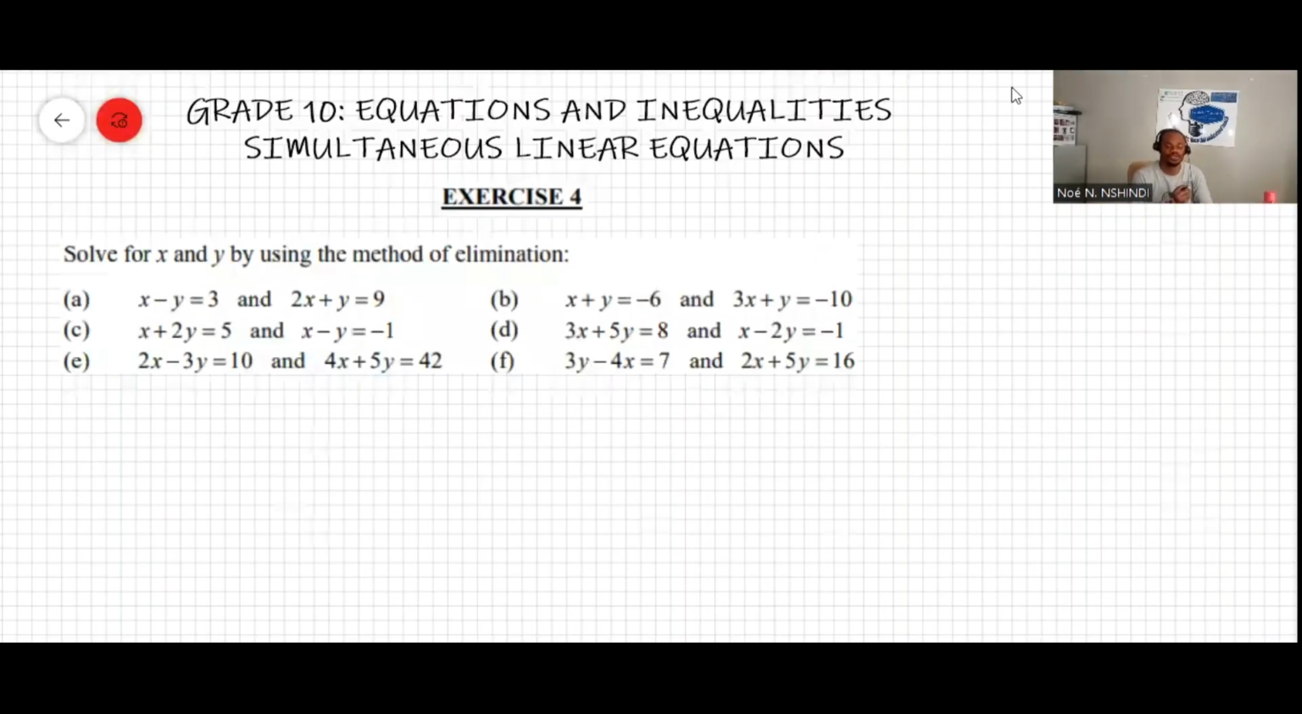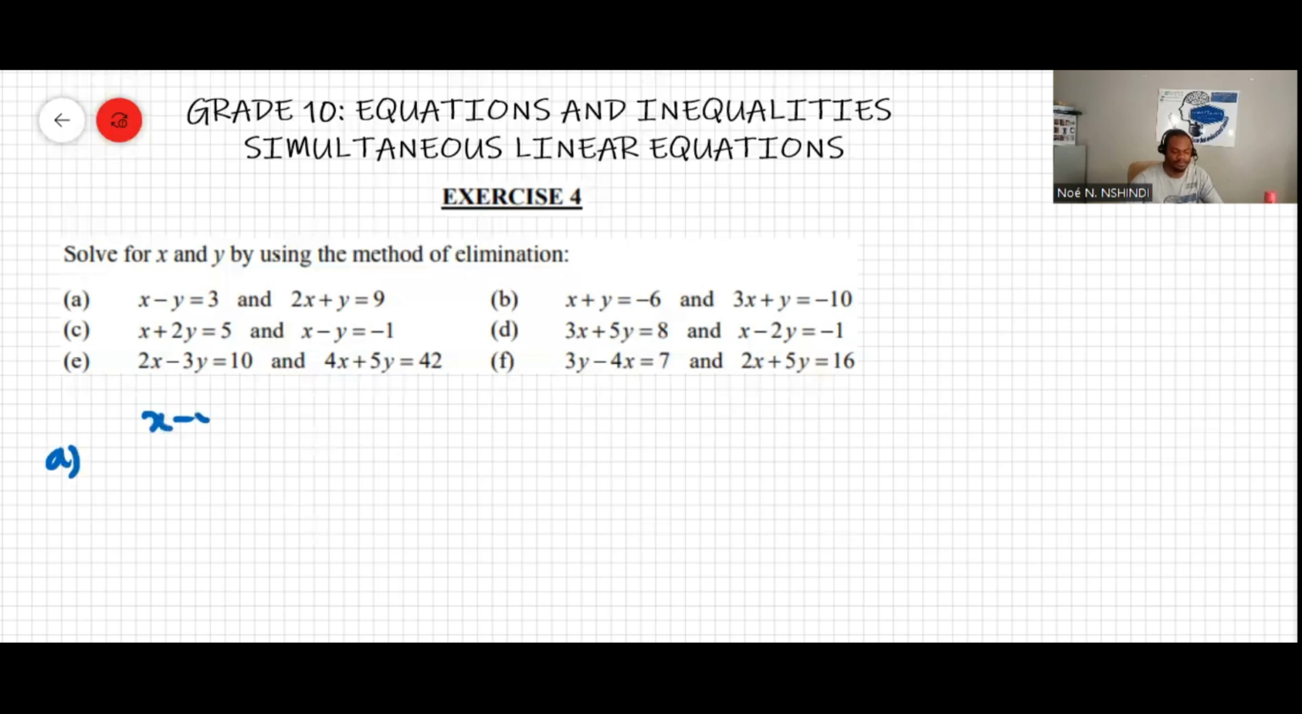Well, now we're going to do simultaneous linear equations, okay? This is for grade 10 equations and inequalities. Now, the question says solve for x and y by using the method of elimination. We can solve two equations simultaneously by elimination or by substitution, okay? Here the question says by the method of elimination. Now, let's see. Question A.